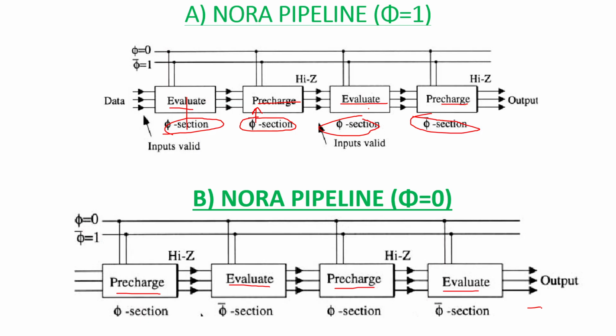So this was the complete discussion of the NORA pipeline section and how it avoids the race condition that happens in dynamic logics.